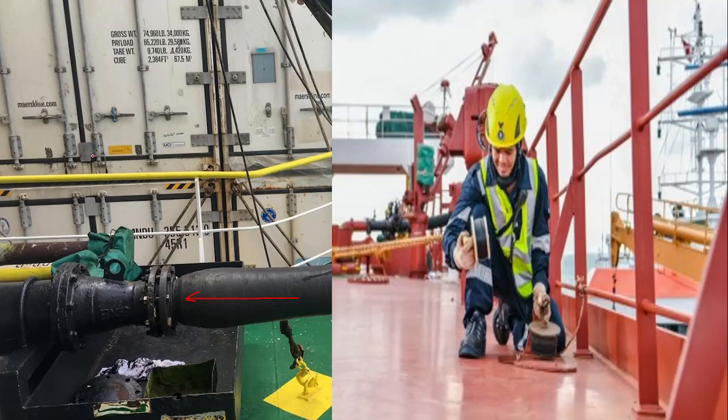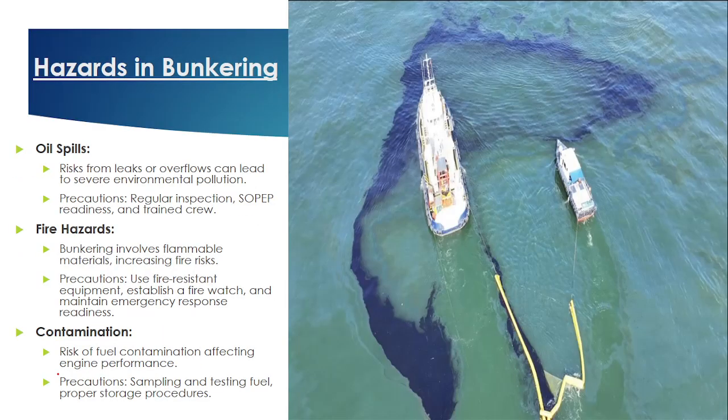How can the leak happen? Suppose this flange is leaking and suddenly the flange cover gives way, then the oil may leak like this and it's very hard to control, and an oil spill can occur. So in order to counteract that, we have SOPEP equipment which we need to place near the bunker station, and we have to have a trained crew to know what action they should take.